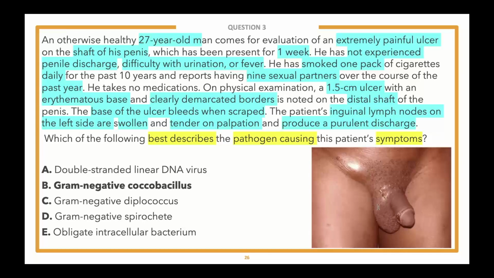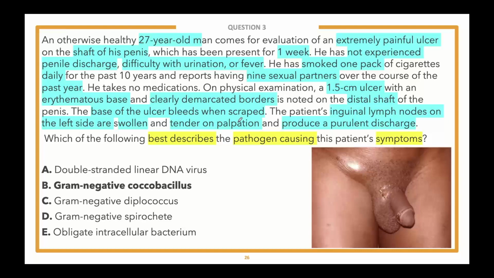And again, that ulcer or chancre is painless, and usually without inguinal lymphadenopathy like this. Answer choice C, a gram-negative diplococcus. This can cause gonorrhea, as we mentioned, and usually presents differently with urethritis and epididymitis or prostatitis. And then lastly, answer choice A, double-stranded linear DNA virus.